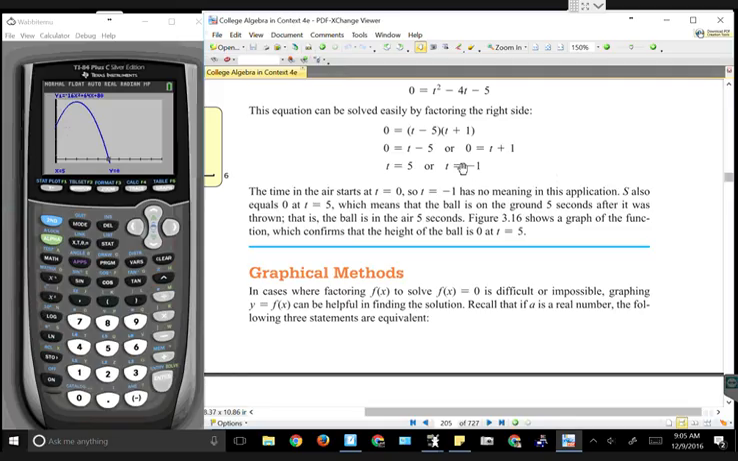Do I care that the ball could have been on the ground 1 second before I threw it? Absolutely not, because that doesn't make any sense. That means you would have had to have thrown the ball through the building. That ain't gonna happen.